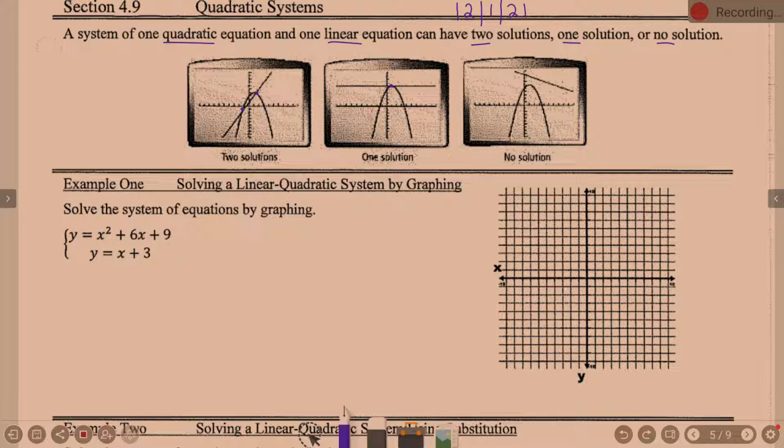Which, by the way, this is the first half of the chapter that you're going to test on. I knew as soon as I closed the door. So.